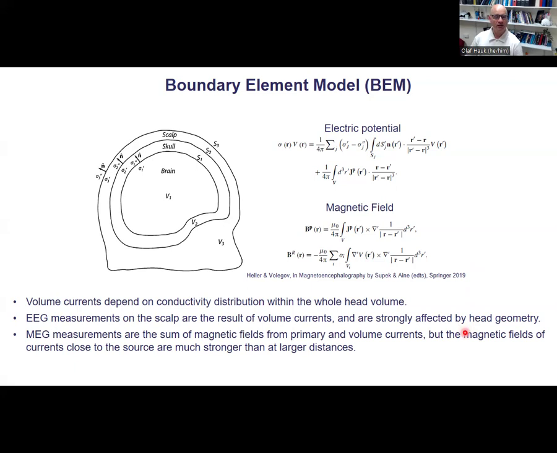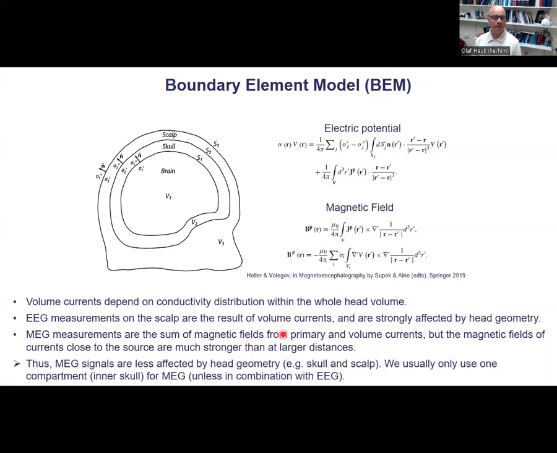MEG measurements are the sum of magnetic fields from primary and volume currents. So MEG is also affected by volume currents, but magnetic fields are usually stronger when the currents are much closer to the primary source than further away from it, and especially in the skull and in the scalp, the currents are much smaller than in the brain. So it means MEG is less affected by these volume currents than EEG, but it still is affected. And therefore, MEG signals are less affected by head geometry. So in principle, you could be a bit more sloppy with head modeling with MEG.